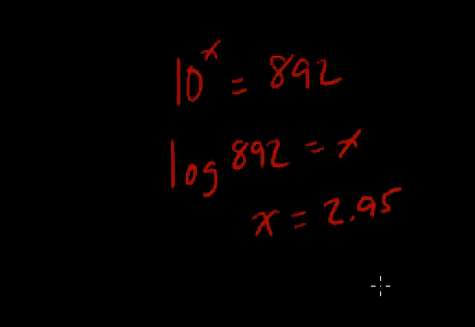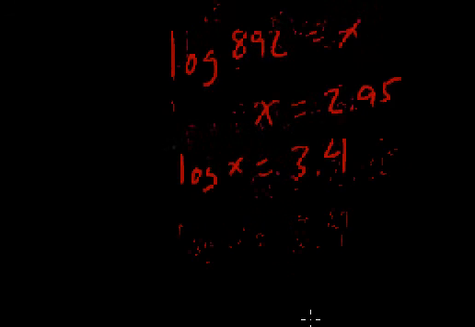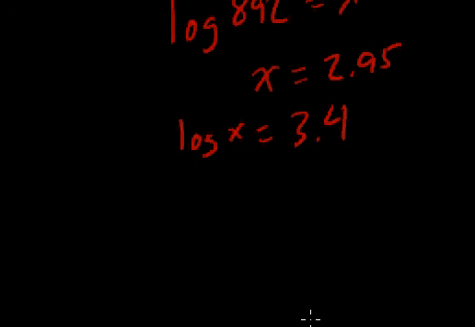Now what if you need to go the other way around? What if you have a logarithm and you have something that looks like this? Log of x equals 3.4. Now what do we do? Well, let's take a look at this real quick. The opposite of logarithm is 10 to the power. In other words, it's called antilog, and it means 10 to the power. That's the opposite of log.